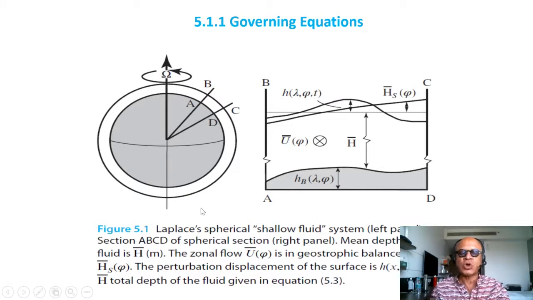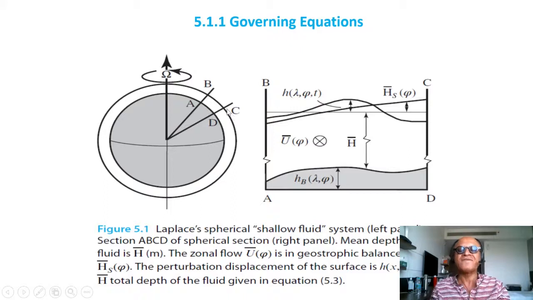This is the way Laplace saw the shallow fluid system. Basically, he's looking at a section here of an ocean, A, B, C, D. So you're going at the bottom from A to D, and then at the top from B to C on a rotating Earth. And you have bottom topography, which is given as a distribution of latitude and longitude. And he's assuming a meridional gradient in sea surface height going down from lower latitude to higher latitude.